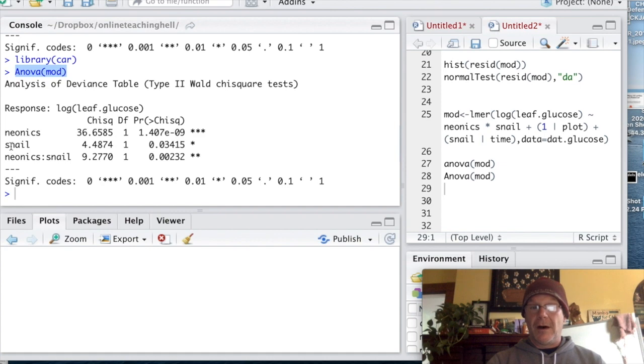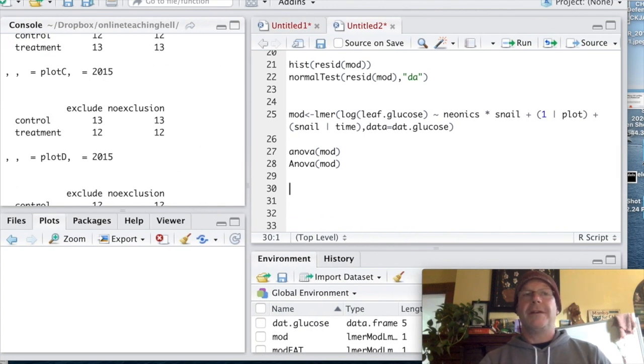And also, we can't trust this anyways because of the significant interaction. Okay, so now that that happened, we need to split up our model if we want to understand where the statistical significance lies.